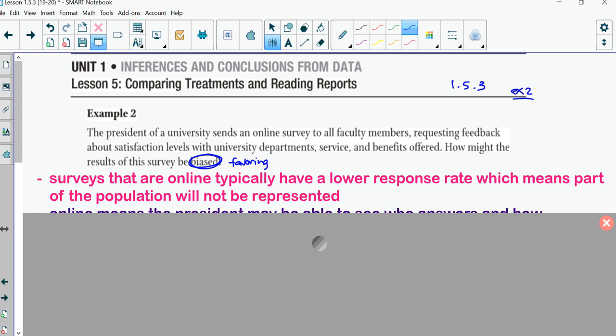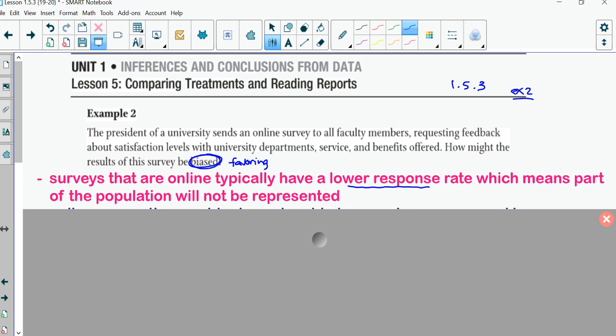And these are examples. Surveys that are online typically have a lower response rate. This is not something you guys should know, but this is what I'm telling you. I didn't know this until I actually read this response out of the book. Which means part of the population will not be represented. If part of the population is not represented, it's biased because you're not representing everybody.